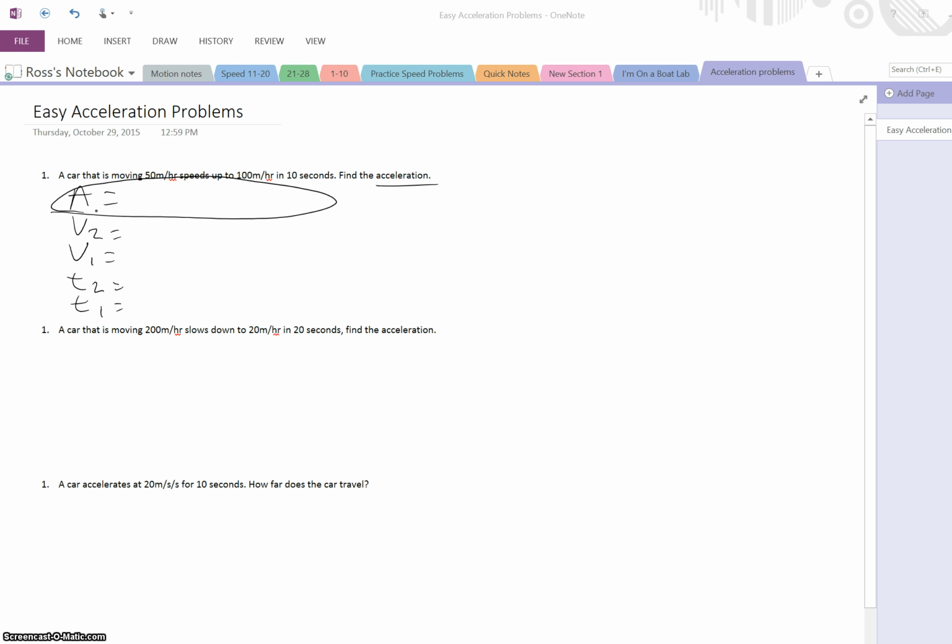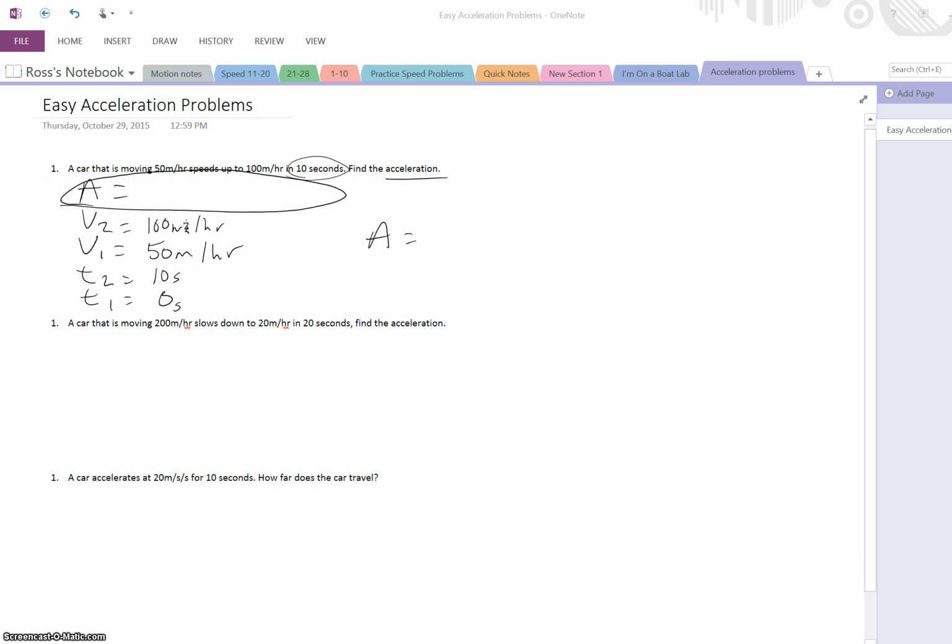It is moving 50 miles an hour, speeds up to 100 miles an hour. So the second velocity, the one that it speeds up to, is 100 meters per hour. The starting velocity is 50 meters per hour. And it takes 10 seconds. So the second time will be 10 seconds. That's how much time has gone by. And our starting time is just 0. So we're going to set this problem up.